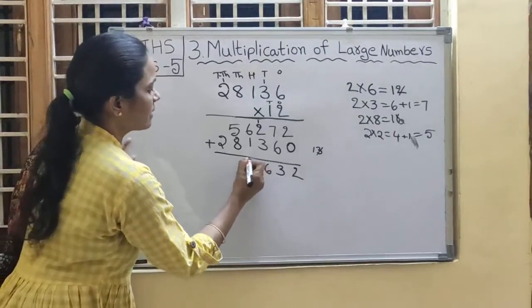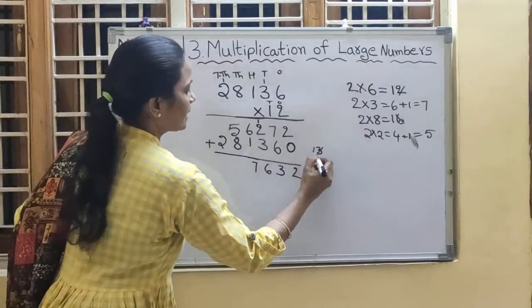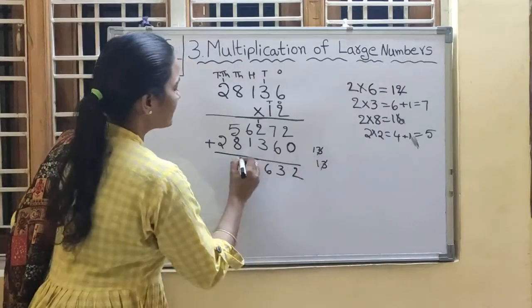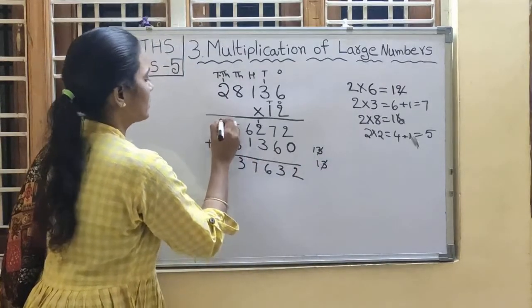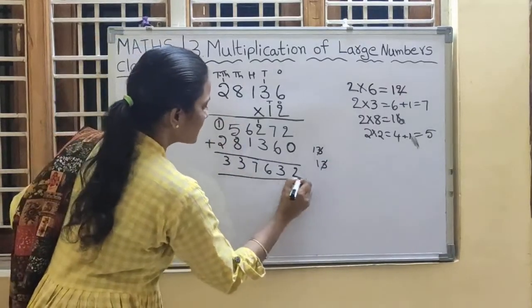7. Next 5 plus 8, how much? Again 13. So 3 right here and 1 is the carry over, we have to write. 1 plus 2 is 3. Okay, this is the answer.